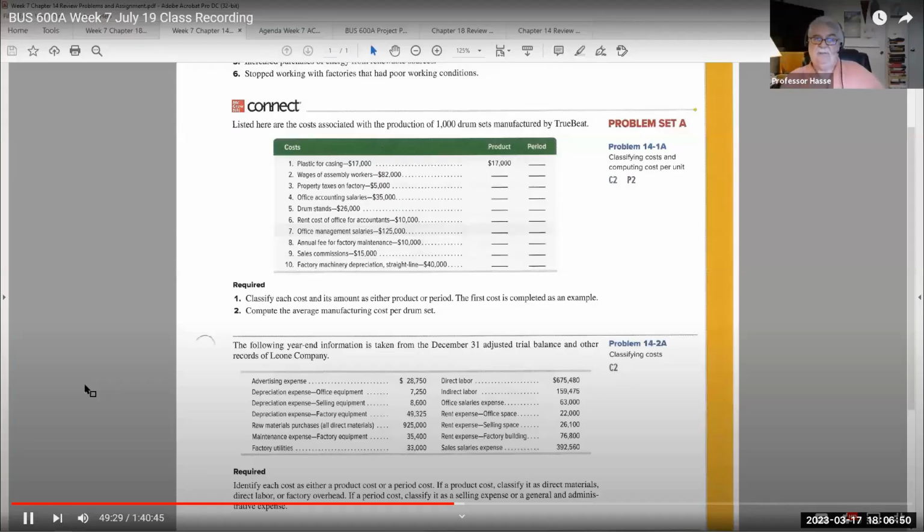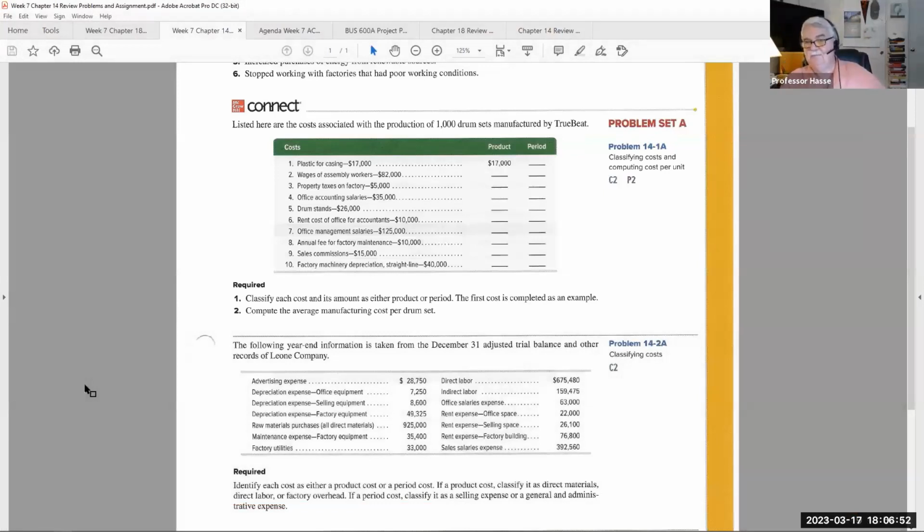This is a manufacturing company. They make drums. Good Lord, how'd you like to work there? It's a manufacturing company, and here's a listing of some of their expenses. Our job in this problem is to determine, are these product or period costs? Remember, if they're product costs, they go into what is called cost of goods manufactured. If they're period costs, they go into selling or general and administrative expenses on the income statement.